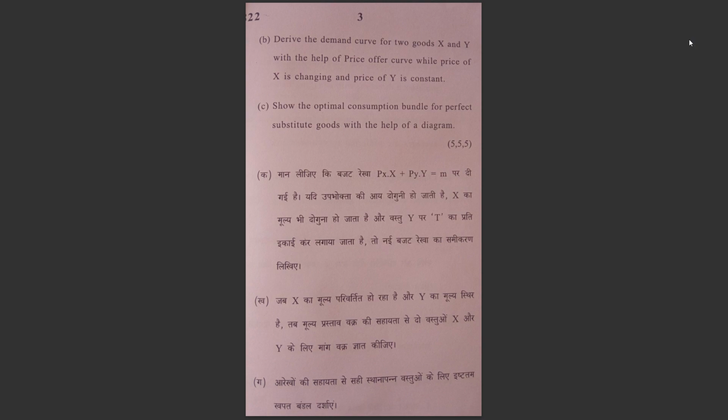Here, with the help of a diagram, we need to show the optimal consumption bundle for perfect substitute goods. We know that it is a straight line, right? The exact diagrams are all given in the readings itself. You can watch my previous classes for that. We have discussed all these in those classes with the help of diagrams.